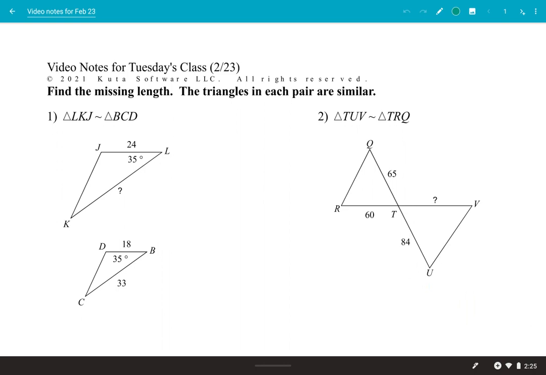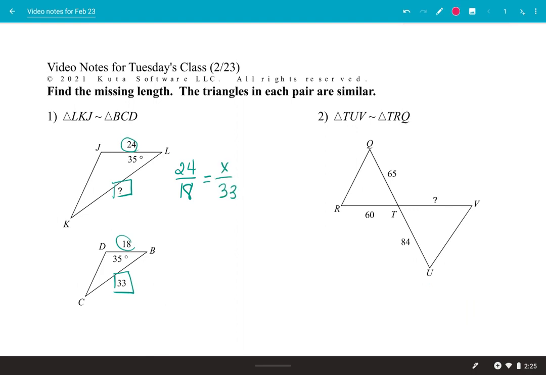So what we're going to do is the same thing as what we did yesterday to prove that sides were similar: we're going to take the small side over the small side, the large over the large side. So here, the 24 is definitely the smaller of the two sides, 24 and 18. So I'm going to go 24 over 18. And we want it to be equal to the large side over the large side. I'm just going to put an x over 33.